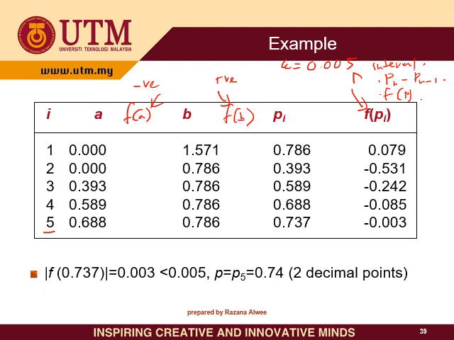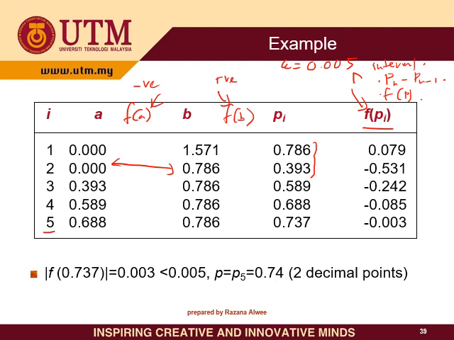So you can directly check the interval b minus a from the table, to see whether it is less than the error. Or between the p's, p2 minus p1, p3 minus p2, check whether it is less than 0.005. And you can check the function of p directly, whether it is less than 0.005.